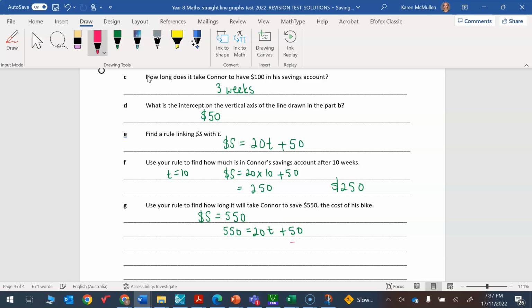So we get rid of the constant first. So we're going to take away 50 from both sides. So that goes. So we have 500 equals 20t. And then we want to get rid of that 20 times t by dividing both sides by 20. And then that's going to give us t equals 500 divided by 20 is 25. So it's going to take him 25 weeks to save that much money.